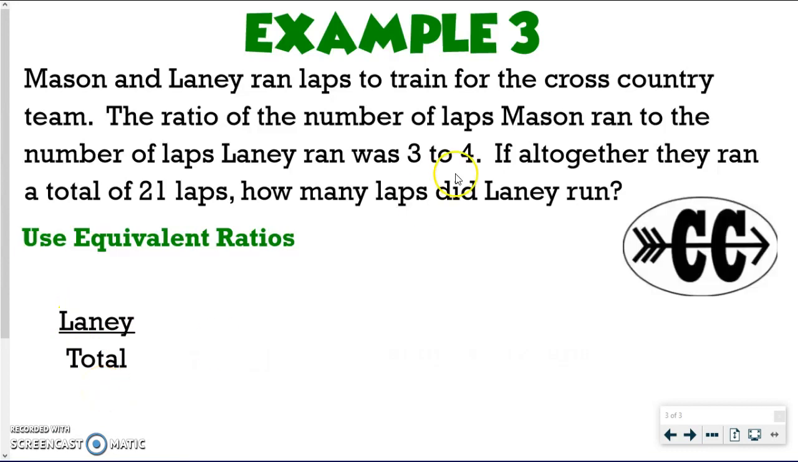So to get to the total from the original ratio, we're going to take the laps that Mason ran plus the laps that Lainey ran to get 7. So we're going to compare Lainey's laps of 4 to the total laps of 7. That's our original ratio. So we had to do a little bit of work to get this original ratio, but it's nothing we couldn't handle.